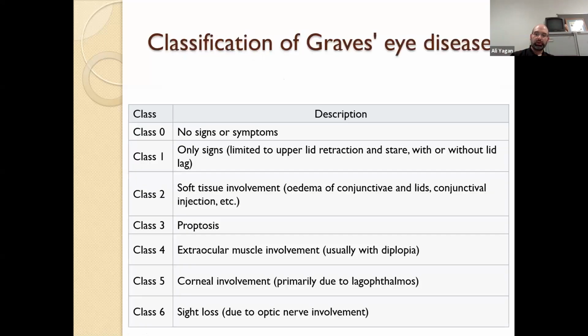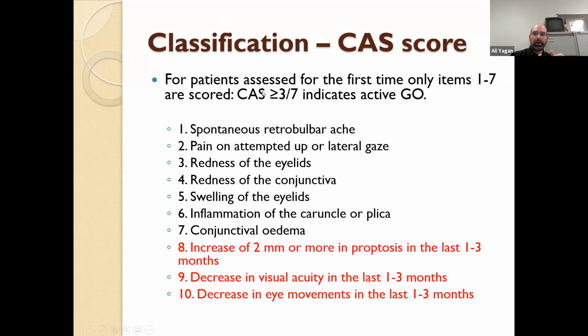There are lots of classifications, as the ophthalmologists would know, for Graves' disease. This is what we call the NOSPECS classification, and it looks at the various signs. Or the other classification, which is the clinical activity score. The bottom three are the nasty ones: proptosis, changes to visual acuity, and changes to the ocular motility, and that's when you have to treat it a little bit more urgently.